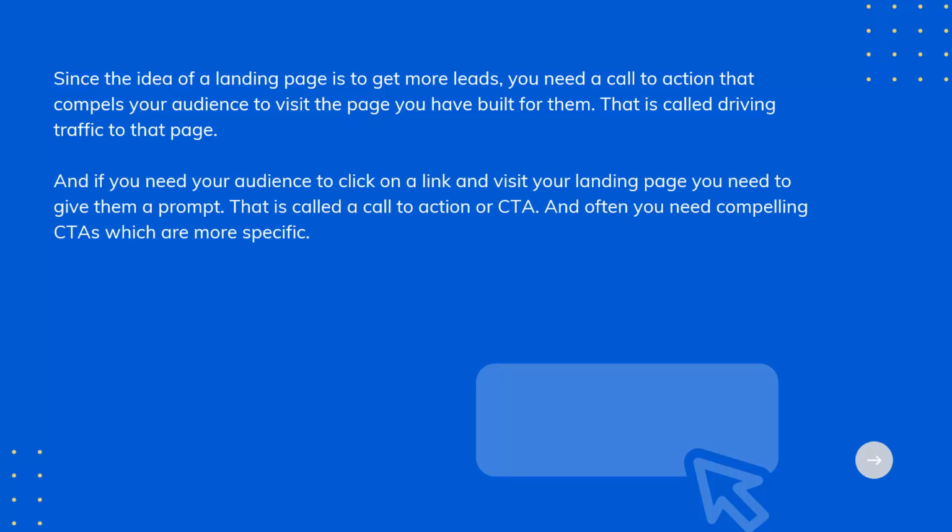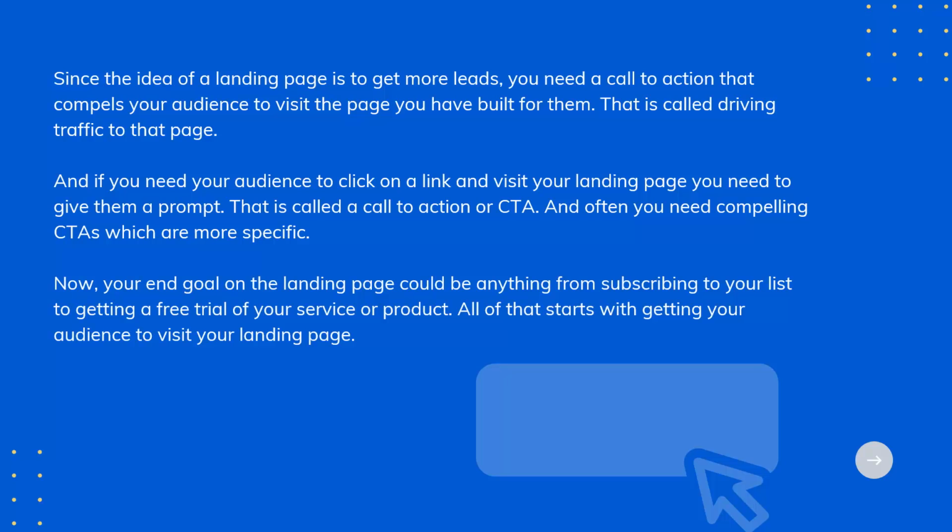And if you need your audience to click on a link and visit your landing page, you need to give them a prompt. That is called a call to action, or CTA. And often you need compelling CTAs, which are more specific. Now, your end goal on the landing page could be anything from subscribing to your list to getting a free trial to your service or product. All of that starts with getting your audience to visit your landing page.